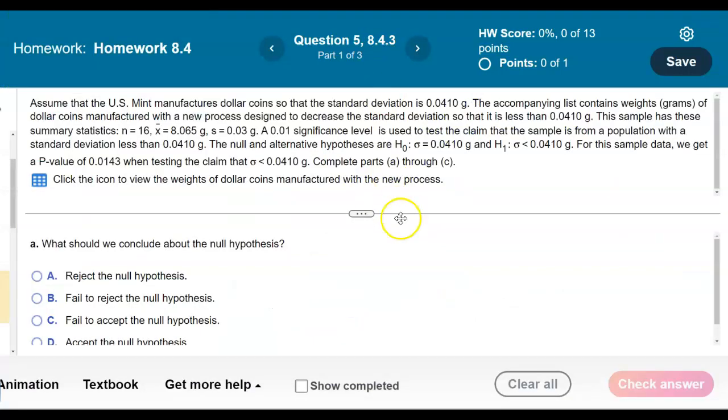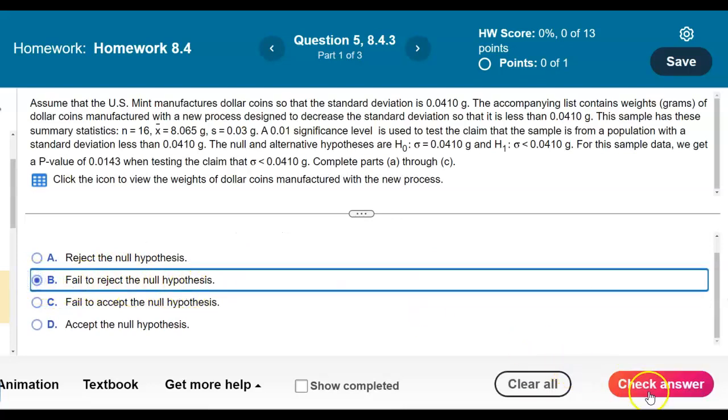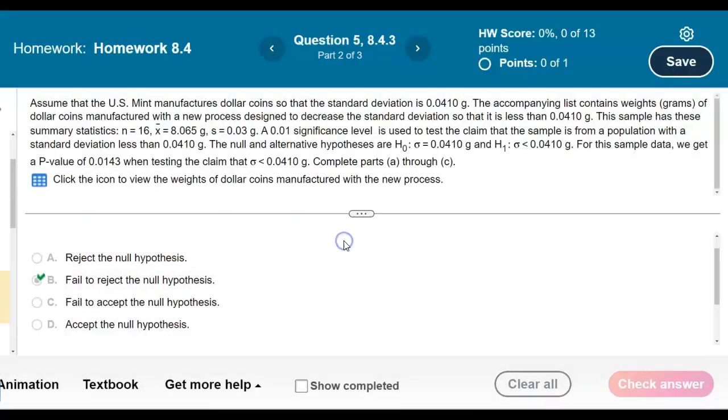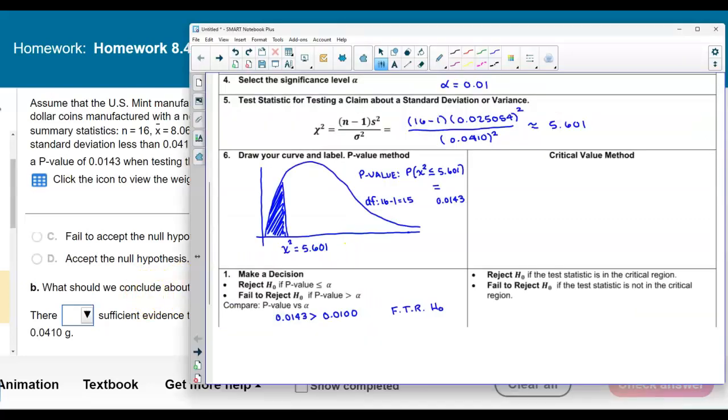Now let's take a look at the question here. It says, what should we conclude about the null hypothesis? Well, we're going to fail to reject the null hypothesis. Let's check our answer, and there's our result. Now we need to determine what would be our conclusion.